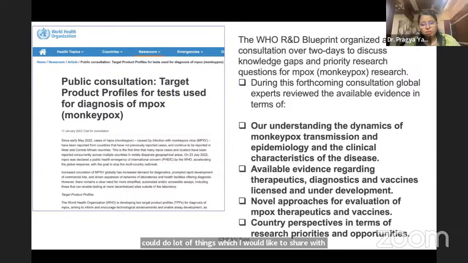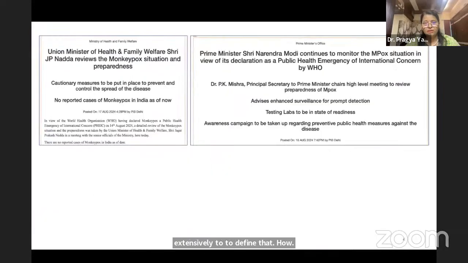So as we all know, after 2022, WHO set up a target product profile for tests used for diagnosis of Mpox, and there is an expert committee who worked very extensively to define how these assays can be used and what the criteria should be.